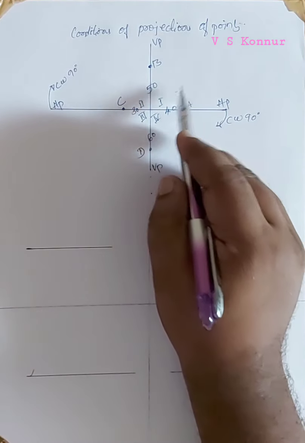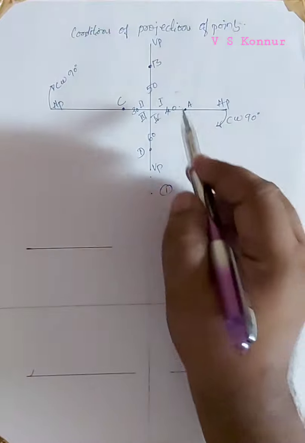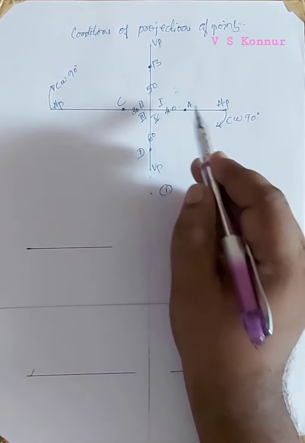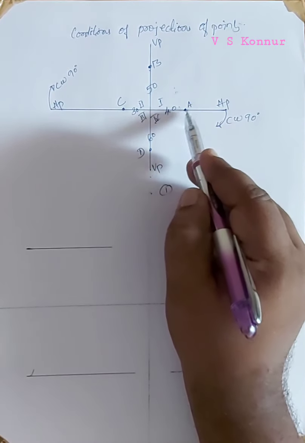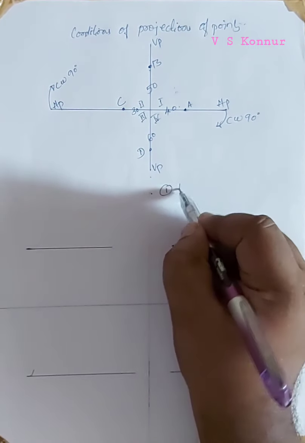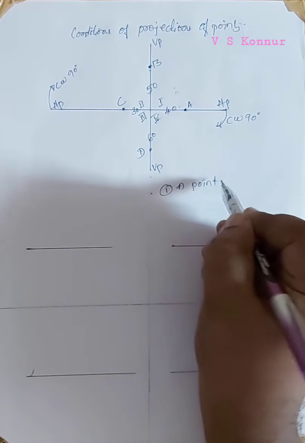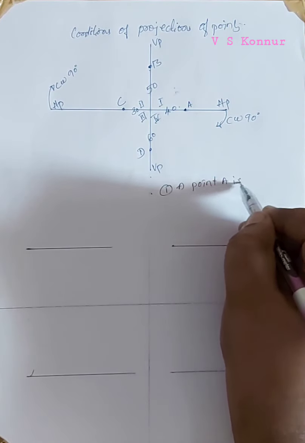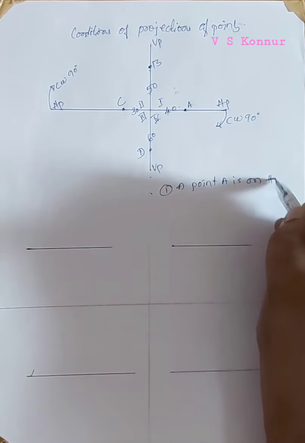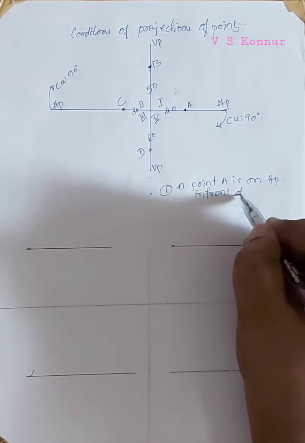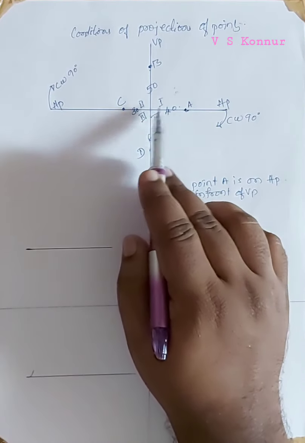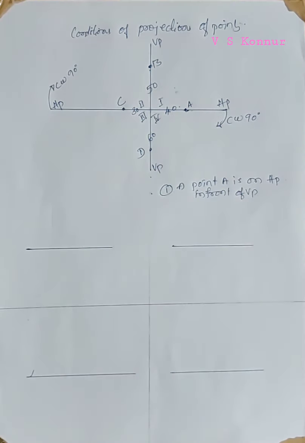So we'll take it as first condition, first quadrant. For that you can take this or this. So we'll take this. For this condition, a point A is on HP in front of VP. So this is the first condition. That is fifth condition according to number of conditions. This is the fifth condition.